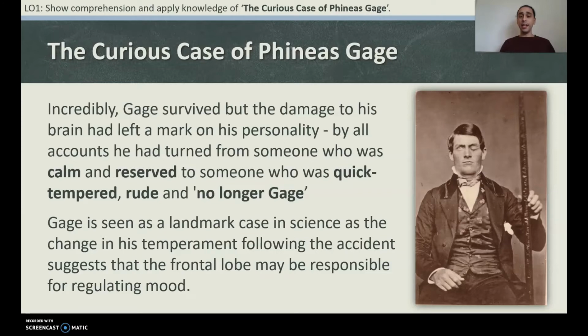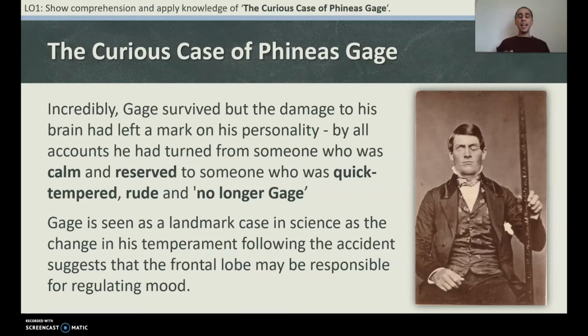Incredibly, Gage survived, but the damage to his brain had left a mark on his personality. Not a physical thing, it affected his personality. Taking a chunk of your brain, you might not think that that might affect your personality, but this is what was found. By all accounts, he had turned from someone who was calm and reserved to someone who was now quick-tempered, rude, and, quote, no longer Gage.